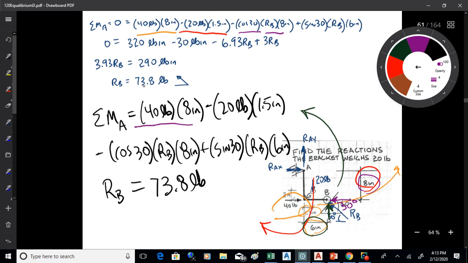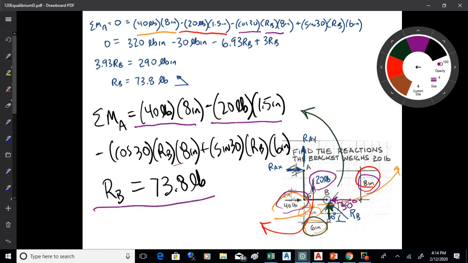Okay. So 40 pounds, that's a Y force right there. Or excuse me, an X force. Y moment arm of 8 inches. 20 pounds, 1.5 inch moment arm. We've got cosine 30 RB, which gets you an X component with a Y moment arm of 8 inches, and sine 30 RB, which is a Y component of force with an X moment arm of 6 inches. Okay. Combine all those together, we got RB.